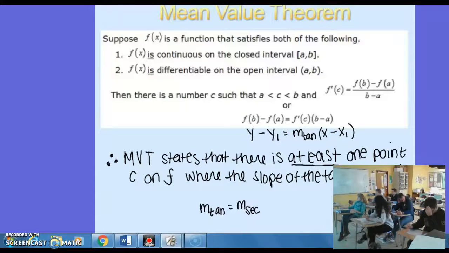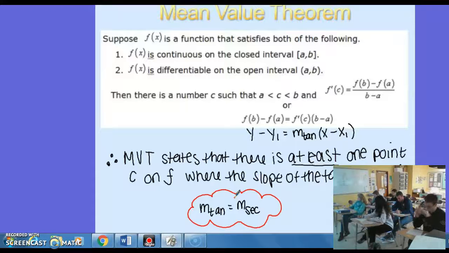So what the mean value theorem says is that there is a number c that lies between a and b such that the derivative at c is equal to the slope of the secant. So again, in layman's terms, the mean value theorem states that there is at least one point c on f where the slope of the tangent equals the slope of the secant. That is the big picture. Slope of the tangent equals slope of the secant.